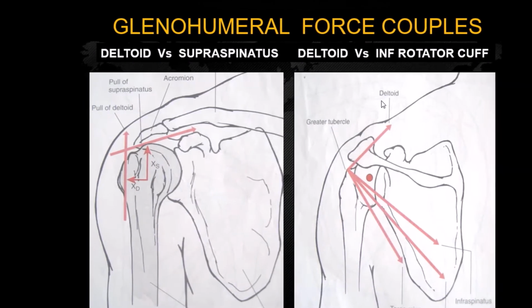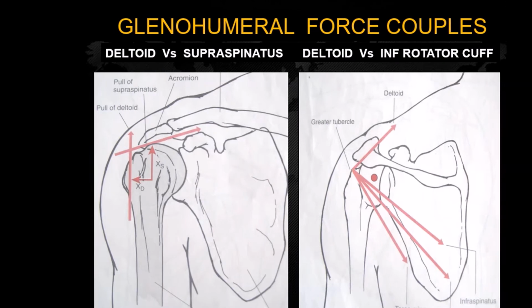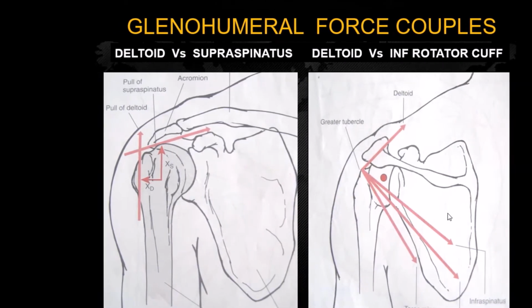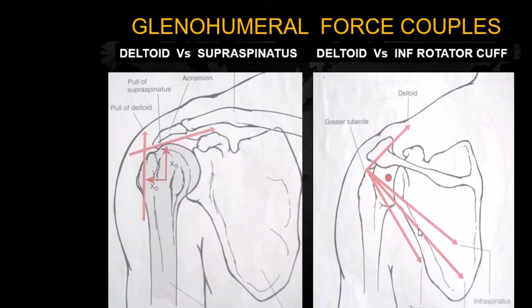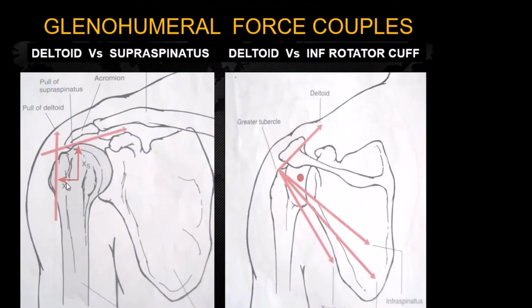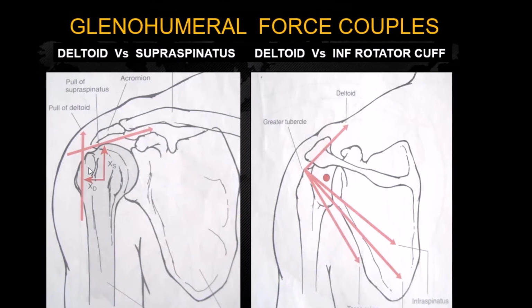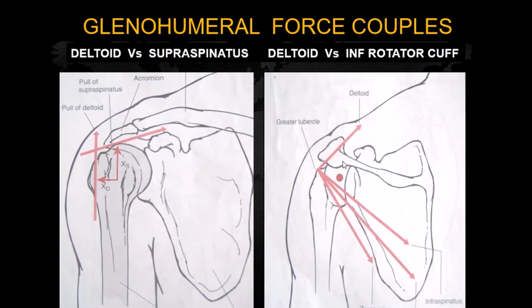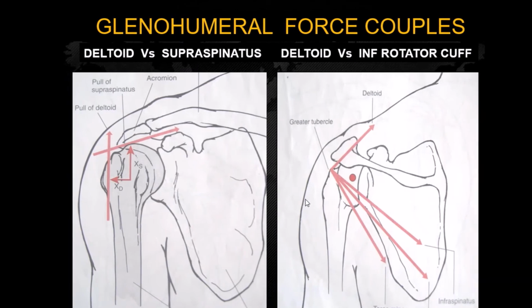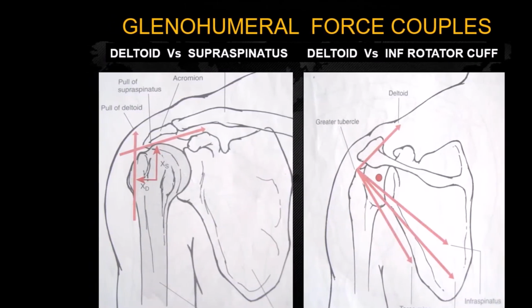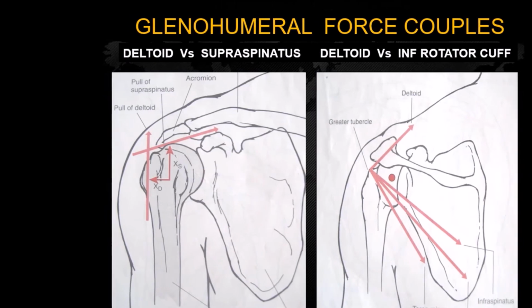The second force couple is between the deltoid and the inferior rotator cuff muscles. We know the inferior rotator cuff muscles are the infraspinatus and teres minor. So the superior migration of the humerus is not only offset by the supraspinatus, but also by the inferior migratory force of the inferior rotator cuff muscles, which include infraspinatus and teres minor.